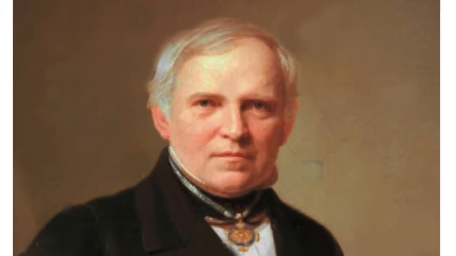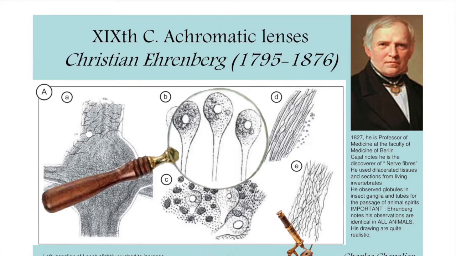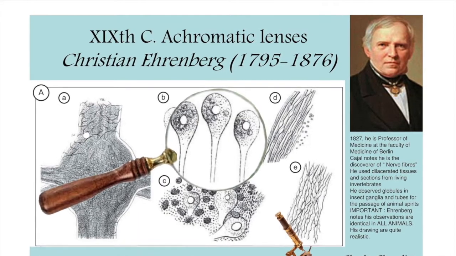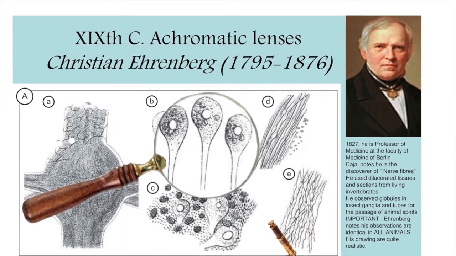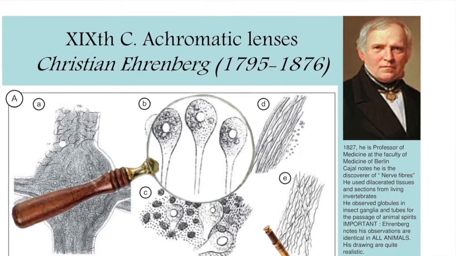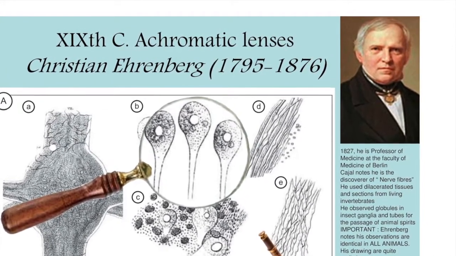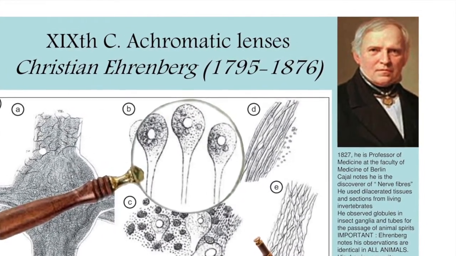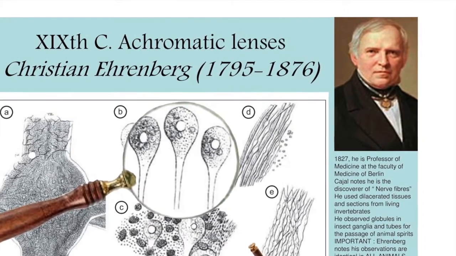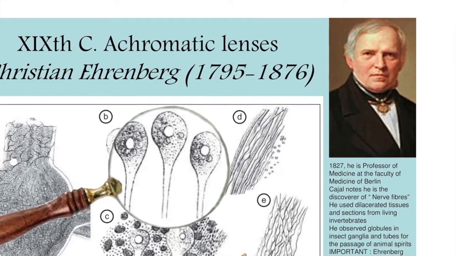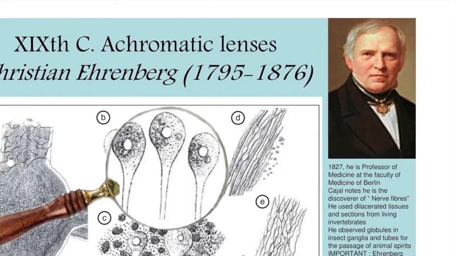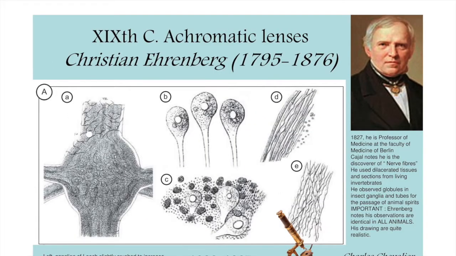In the 1830s, Christian Ehrenberg was professor of medicine at the Faculty of Medicine of Berlin. The famous Spanish histologist Ramón y Cajal considered he ought to be considered as the discoverer of nerve fibers. This is because he used good achromatic microscopes. He delacerated tissues and used microdissections from living invertebrates, thus being able to see living neurons.